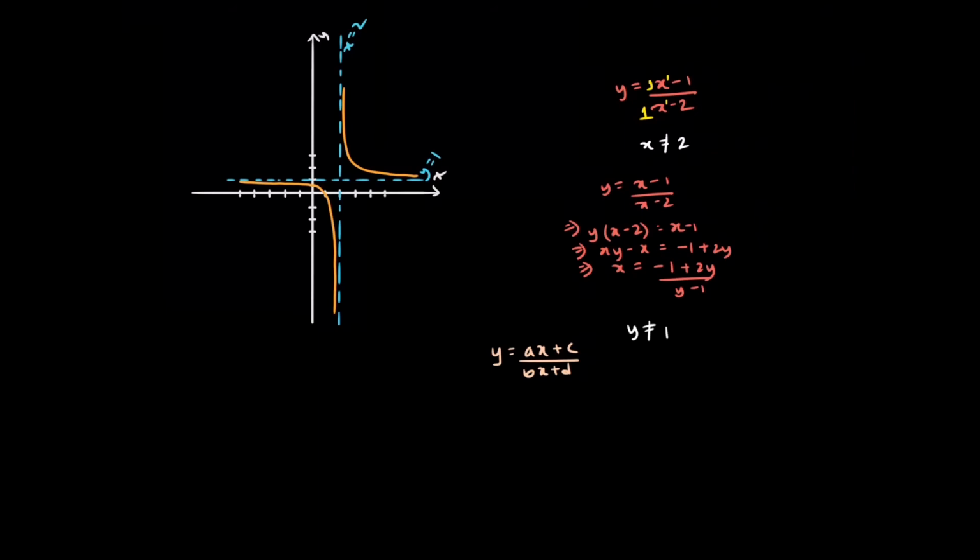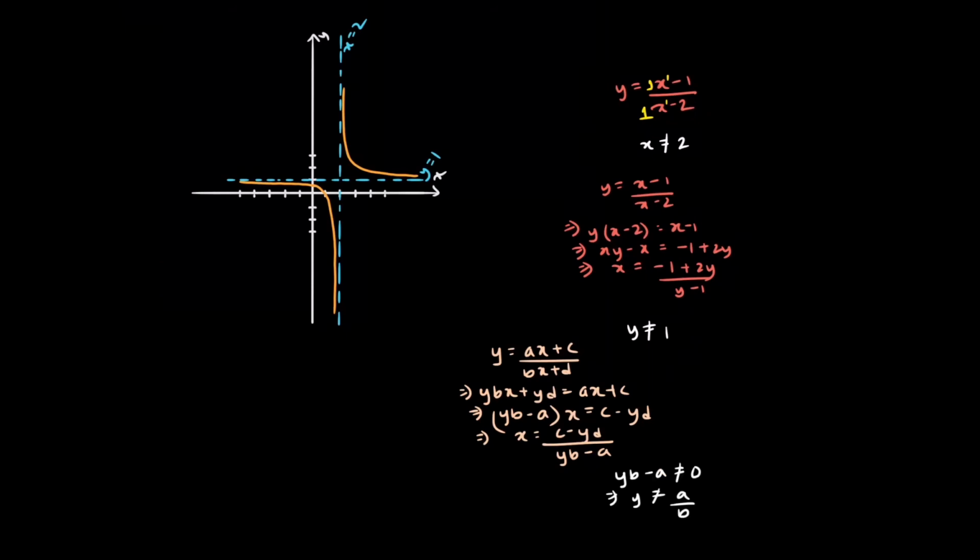So let's do that. When we do that, we end up with x equals (c - yd)/(yb - a). Again, we know that our denominator cannot be equal to 0, so yb - a cannot be equal to 0. Now, what do we get when we solve that? We get y cannot be equal to a/b. So for a curve that has equation y equals (ax + c)/(bx + d), our horizontal asymptote will always be y equals a/b.